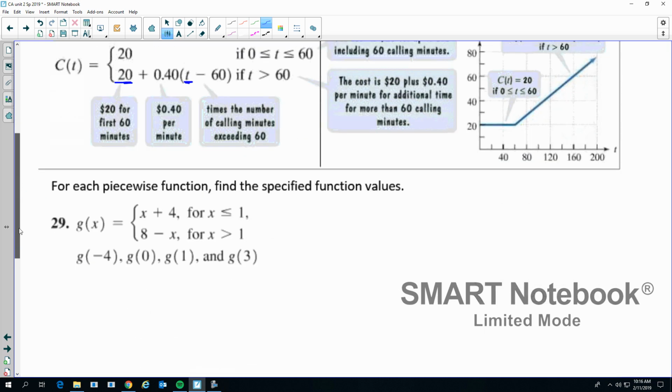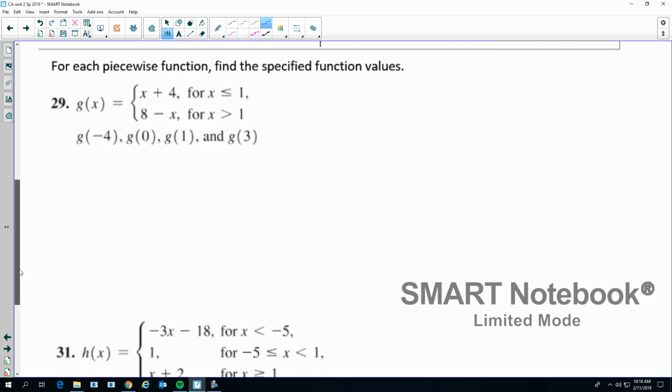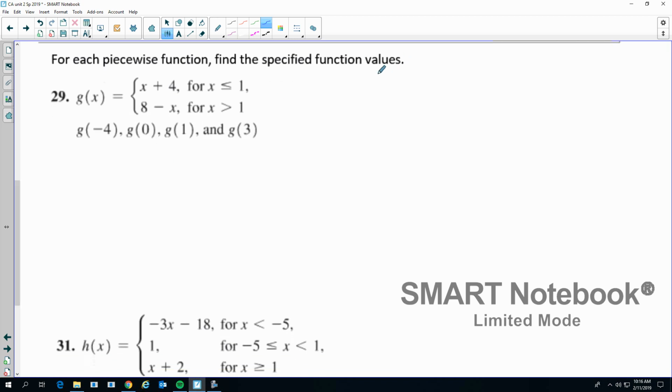All right, so here we go. For each piecewise function, find the specified function values. We're not even going to graph them right now. Right now, we're just going to be finding the values, and then we'll graph them in a minute. These are the parameters for which equation to use. If the value that I'm evaluating is less than or equal to 1, then I plug it into the first one, the top one. If it's greater than 1, then I plug it into the bottom one. So you never plug it into both.